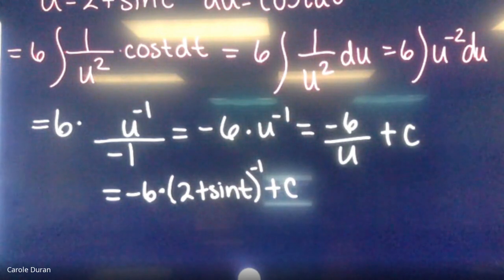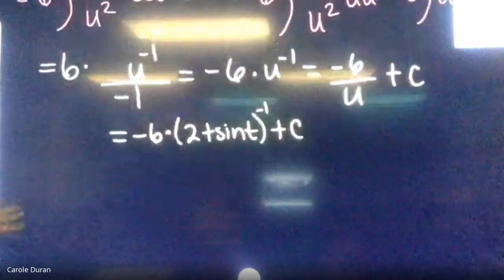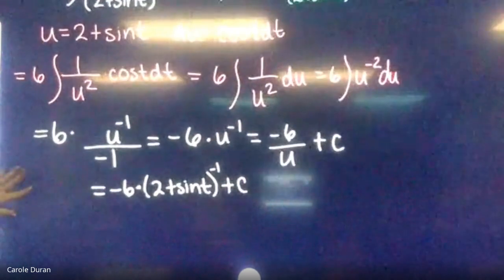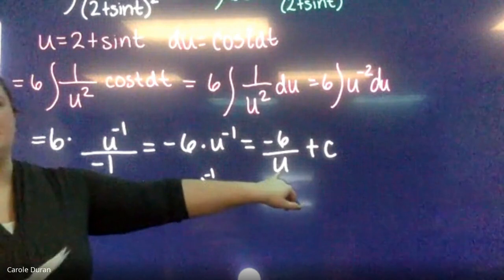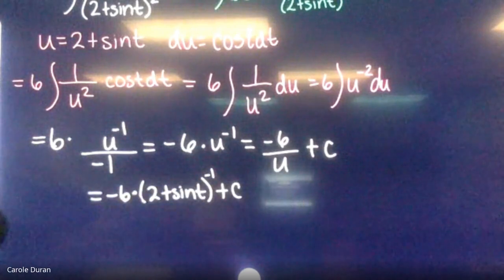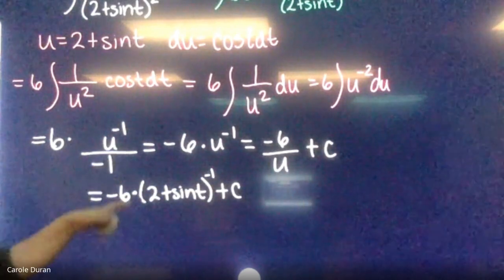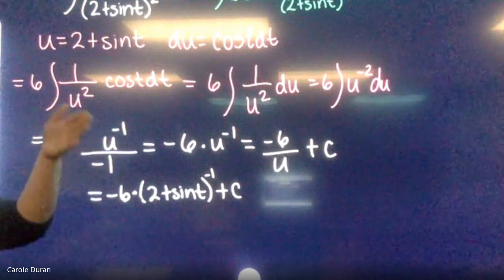Is that 2? Where did I get a 3? Oh, I thought 2 plus 19, I thought it would be 1. I thought it was on the bottom. Well, I brought it up here because some people choose to write it like this versus like this. They're the same thing. So you could have written -6 over 2 plus sine t and a plus c.